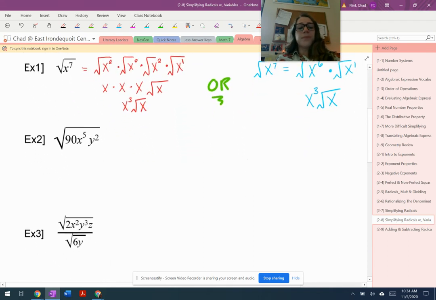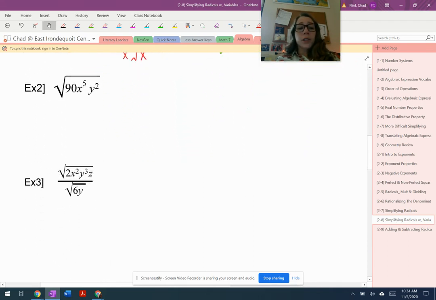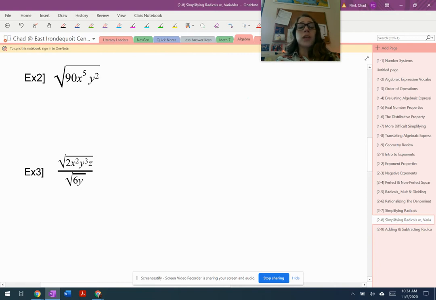Okay, so simplest radical form here. We're still simplifying radicals. This time we just added the variables in. So looking at the second example, this one's a little intense because there's a lot going on. There's not just one variable, there are multiple variables, and I also have a number in there as well. So added a lot to kind of your plate there.